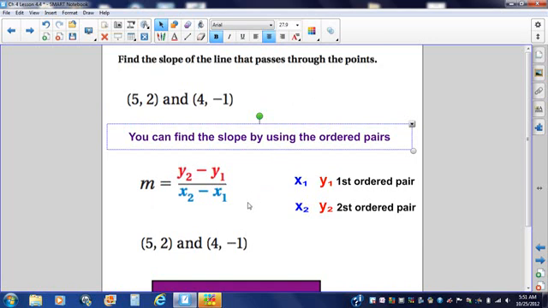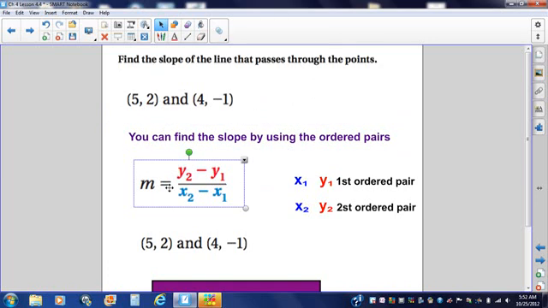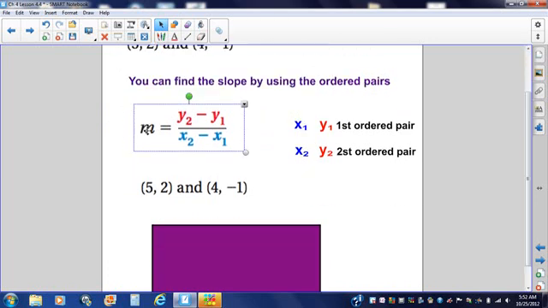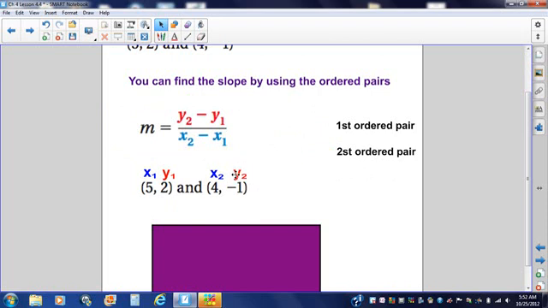So first thing you need to realize is you can find the slope by using these ordered pairs. So write your formula again on your paper, please. Your formula is slope equals y2 minus y1 over x2 minus x1. So here are our ordered pairs. I am going to label this x1, this y1, this x2, and this y2. So all I did was label my ordered pairs x1, y1, x2, y2.